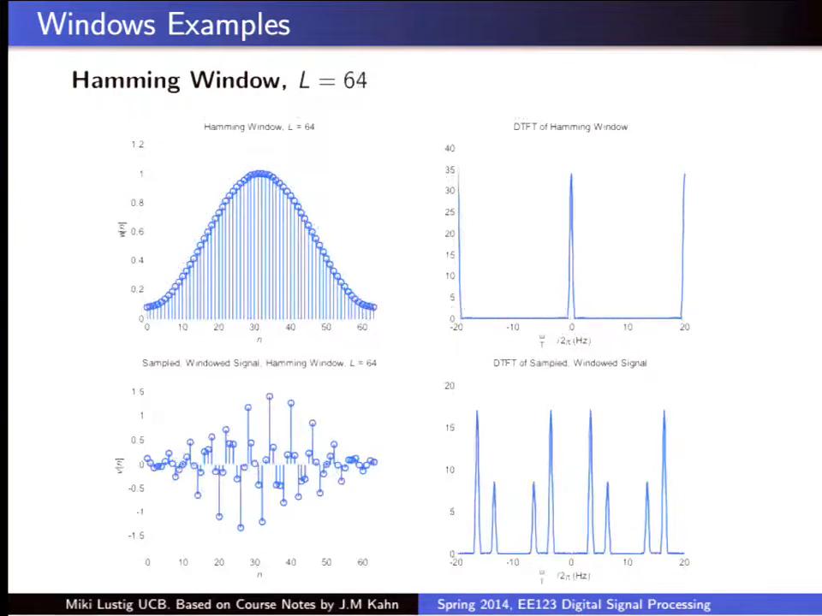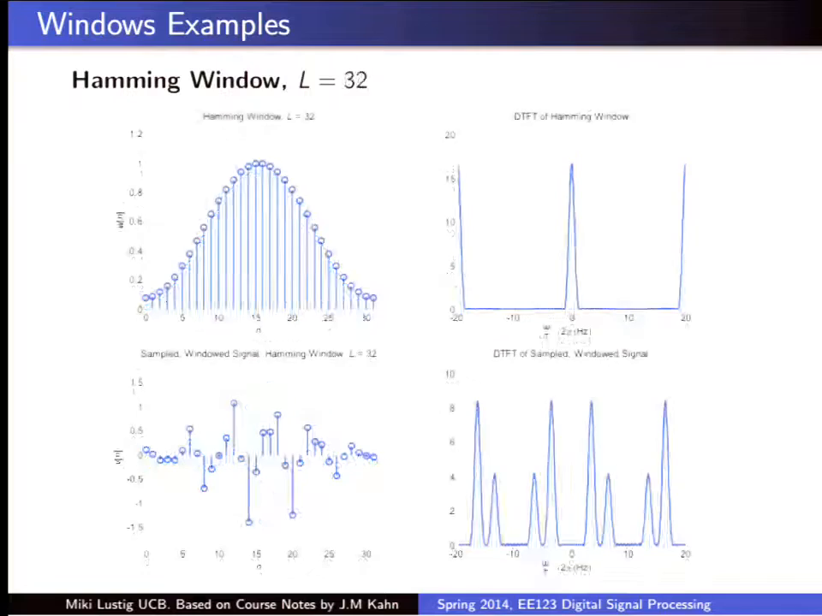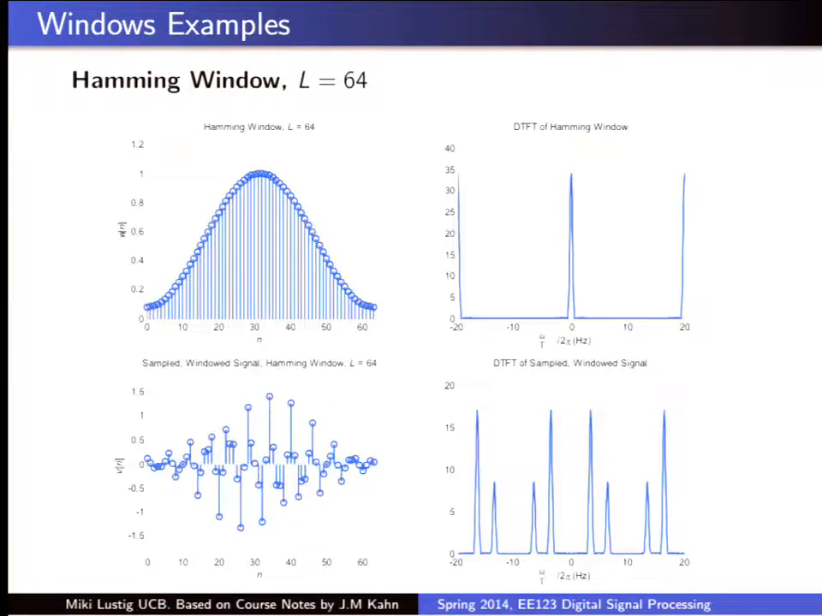See? Double it. Nice. What did I lose, though? Time. So if my signal is not stationary and changes over time, I lost that resolution.